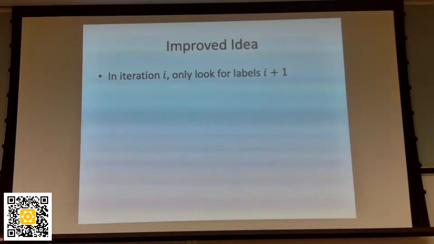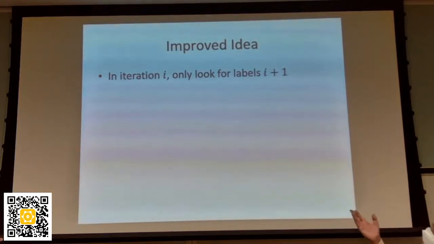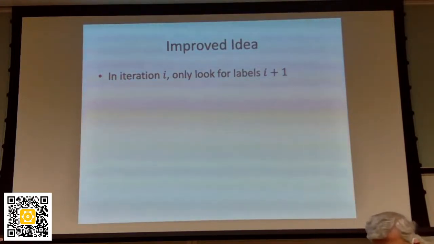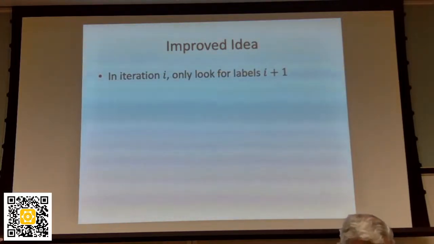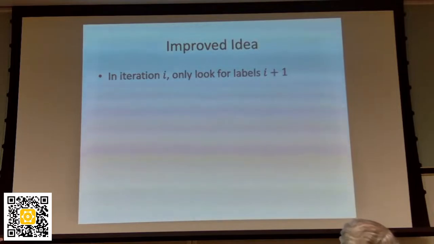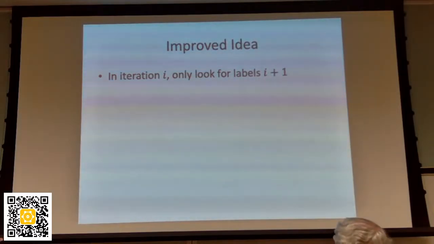So what if I were to do something like this? In iteration i, I only look for labels i plus 1. Okay, I don't have to go to the nearest one. Maybe I could try multiple choices. Could this be a good idea? Or why would this be a bad idea?